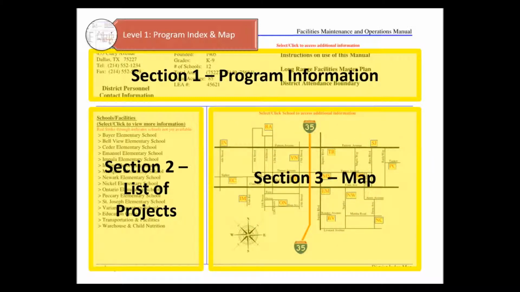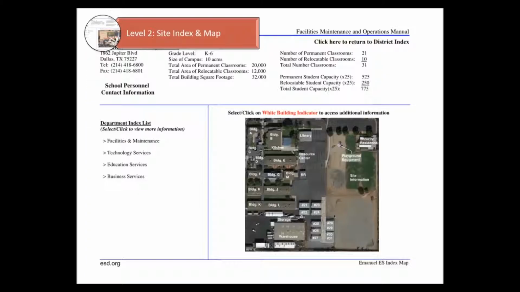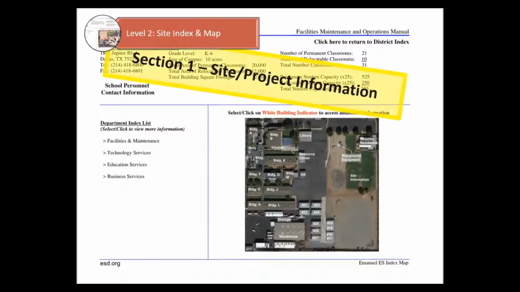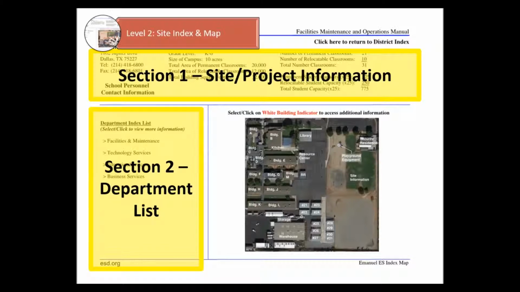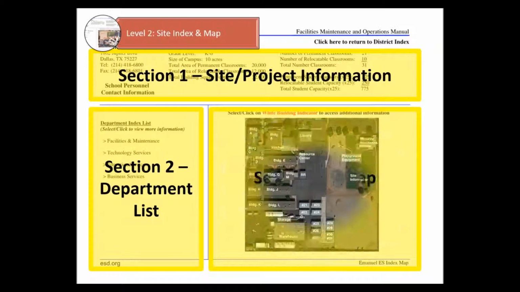From here you would select a project. For this example, let's choose EM or Emmanuel Elementary School. We are sent to level 2, the site index map. This is the highest level view for this specific project. The site index map also has 3 sections. The first section is information, the second section is the list of departments, and the third section is the site map, all of which link out to other information.